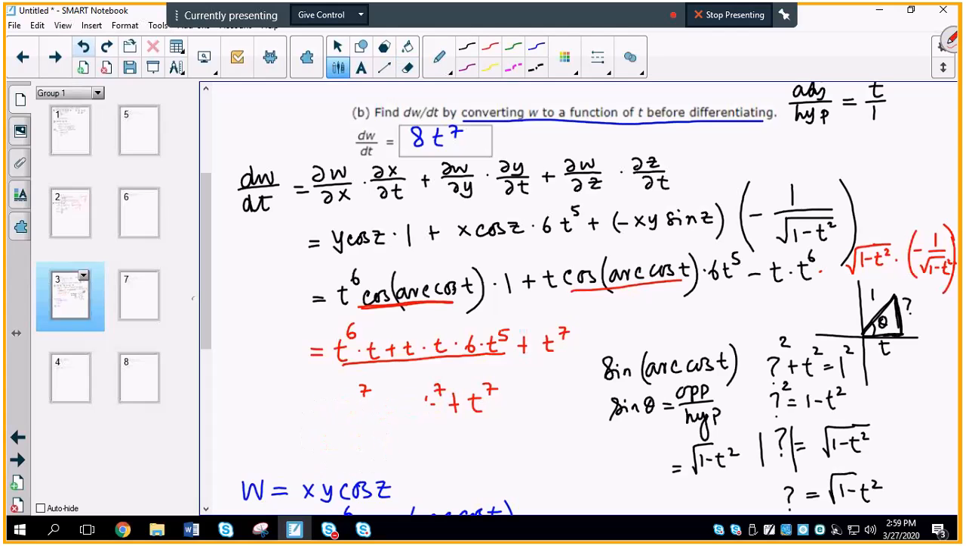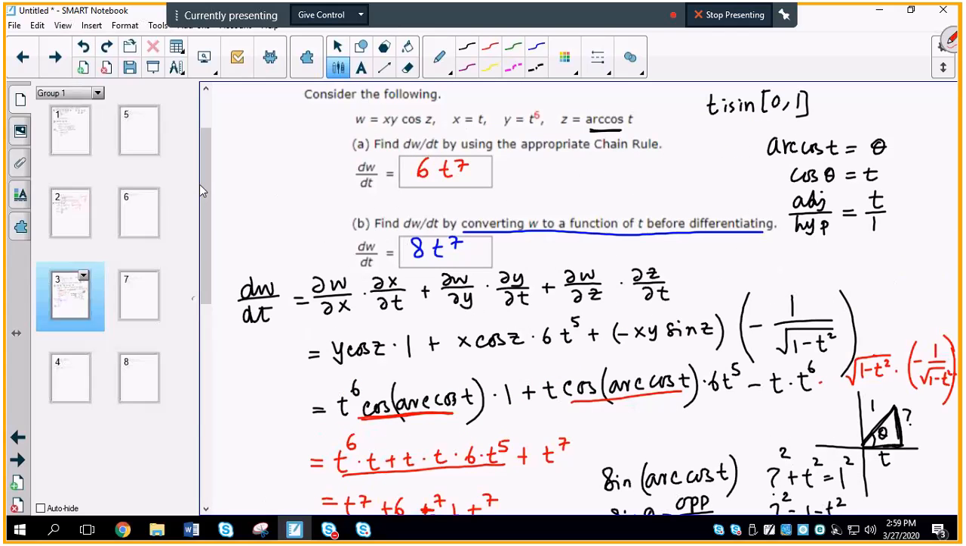So I'm going to write it one more time, and we'll be done with this problem. So plus 6 t to the power 7 and plus t to the power 7. So 8 t to the power 7. So both of them are 8 t to the power 7, and it matches. So that answers my question.